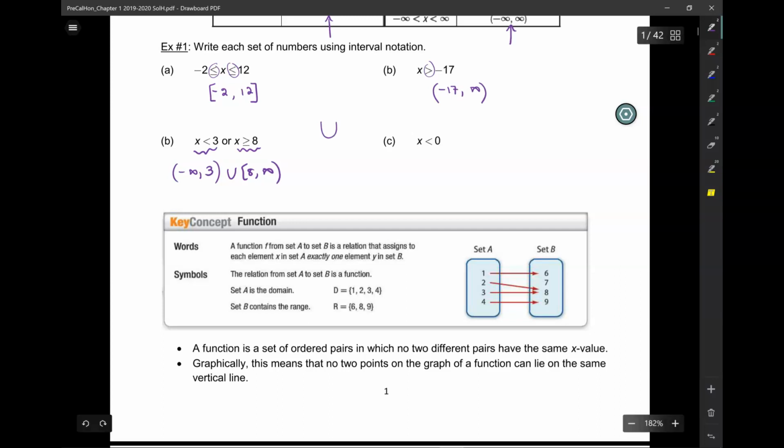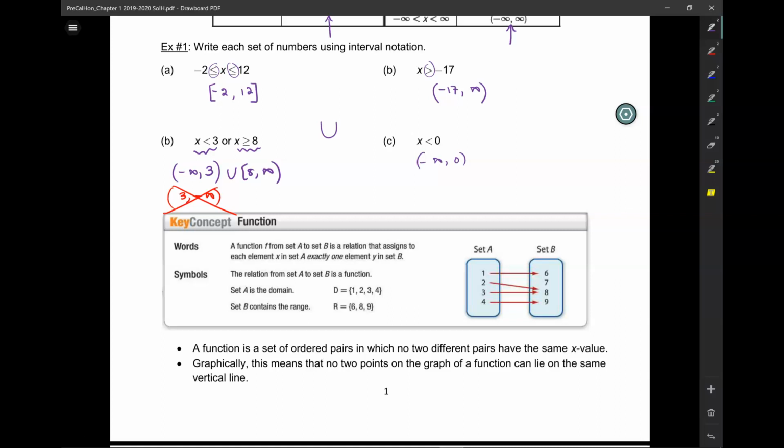Okay. Talking about negative infinity to 3 for a minute. When we do interval notation, it always has to be the smaller value to the larger value. So we don't do this, right? That's out of order. Okay? So that's not allowed. It always goes from the lower value to the higher value. X is less than 0, negative infinity to 0. Okay?